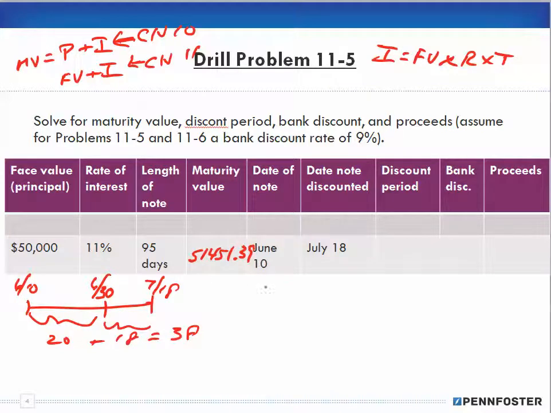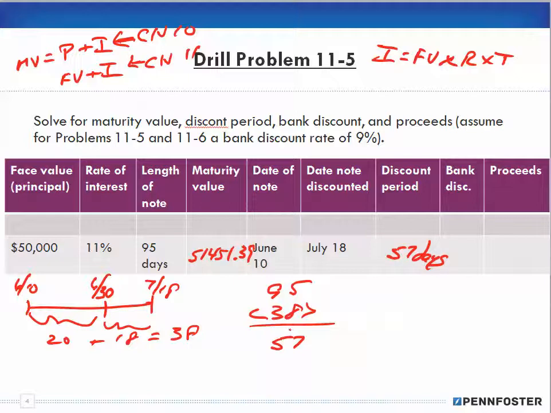Okay, so the length of the note was 95 days, and the number of days for discounting is 38. So that means we had 57 days for our discount period.